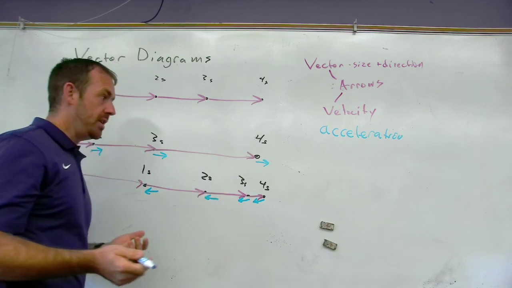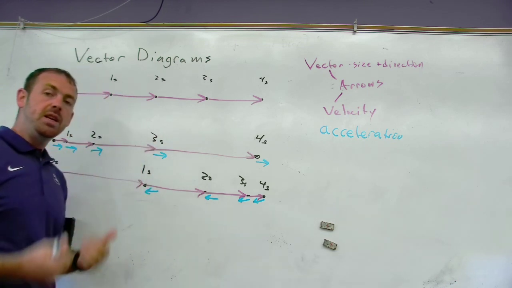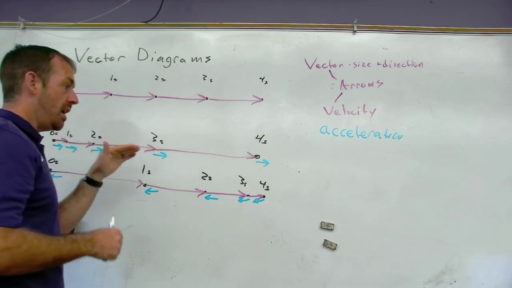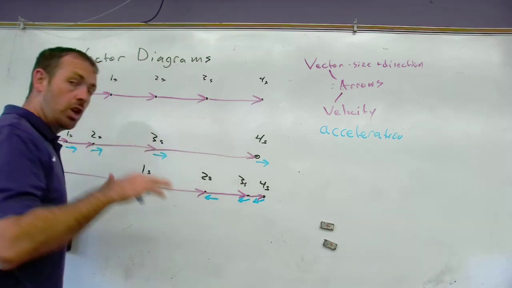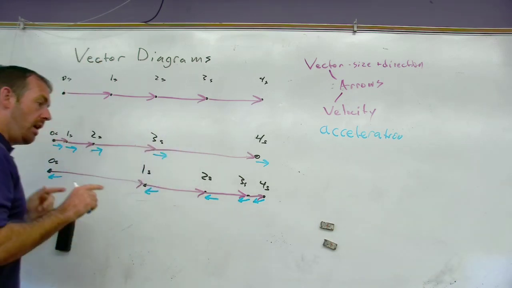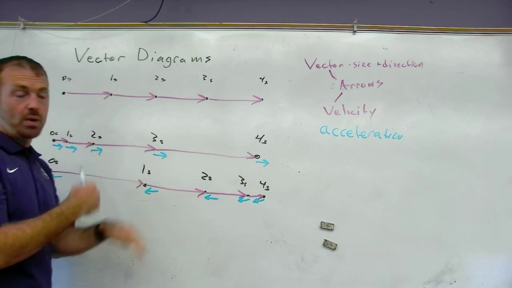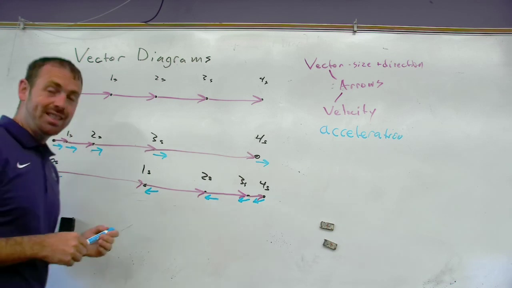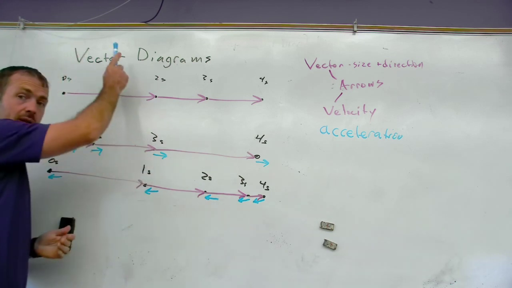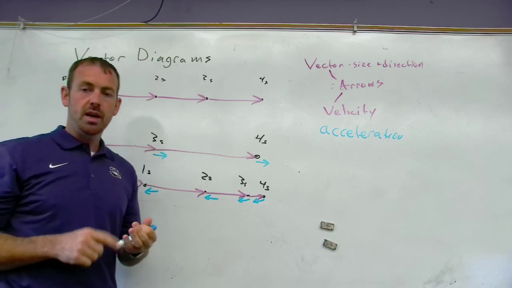And a general rule of thumb is if it's speeding up, if the speed is increasing, acceleration and velocity are in the same direction. If it's slowing down, velocity and acceleration are in opposite directions. And so that is the extent of vector diagrams. In my next video, I will discuss those three types of graphs.